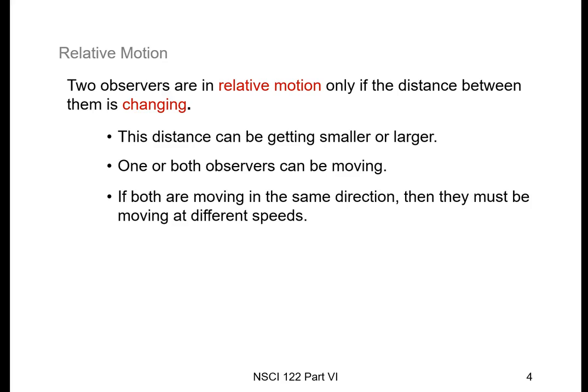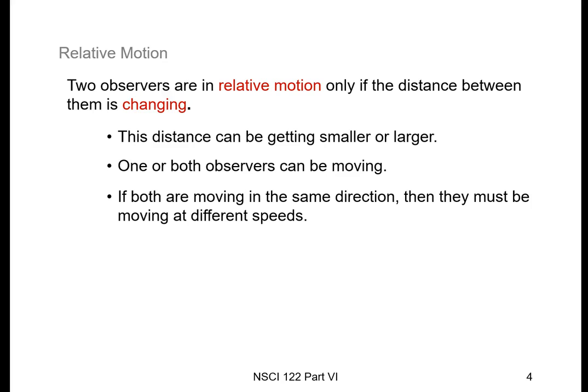relative to us, but if they're moving in the same direction, they have to be moving at different speeds. If they're moving in opposite directions, they're going to be in relative motion, even if they're moving at the same speed, because the distance between them is changing. But if they're moving in the same direction, they can't be moving at the same speed, because then the distance between them wouldn't be changing. So we would not call that relative motion.